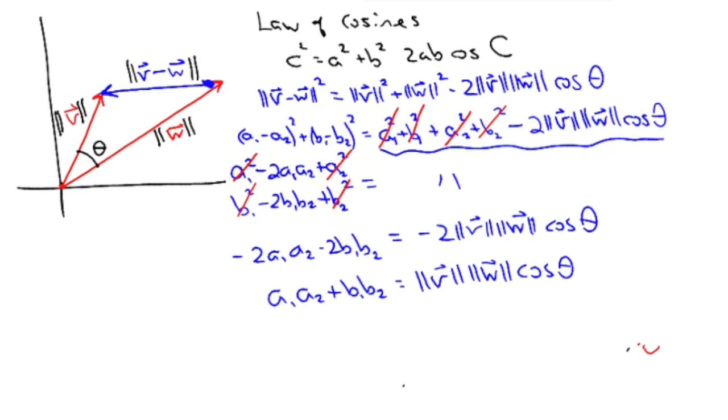Remember identities, you had to recognize things? What the heck is A1 A2 plus B1 B2? Now go back to your original vectors. A1, B1 is vector V. A2, B2 is vector W. So what the heck is A1 times A2 plus B1 times B2? V dot W. So over here you get V dot W is equal to the magnitude of V times the magnitude of W times the cosine of theta.